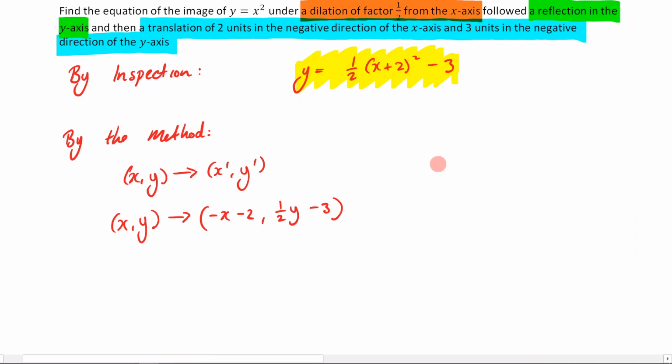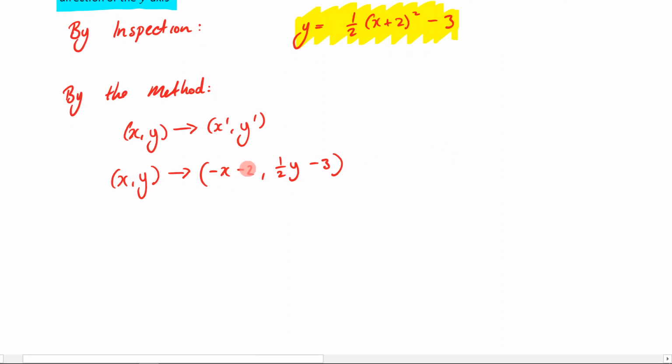The next thing that I do is I create my 2 equations. So I know that this is going to be equal to x dash. So negative x minus 2 is equal to x dash. And half y minus 3 is equal to y dash.